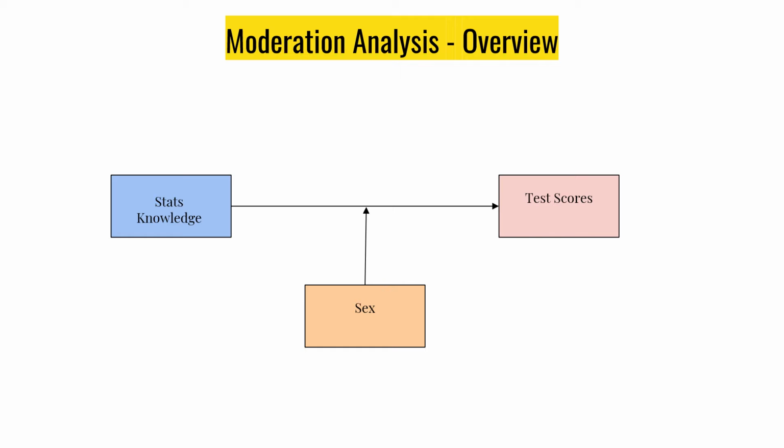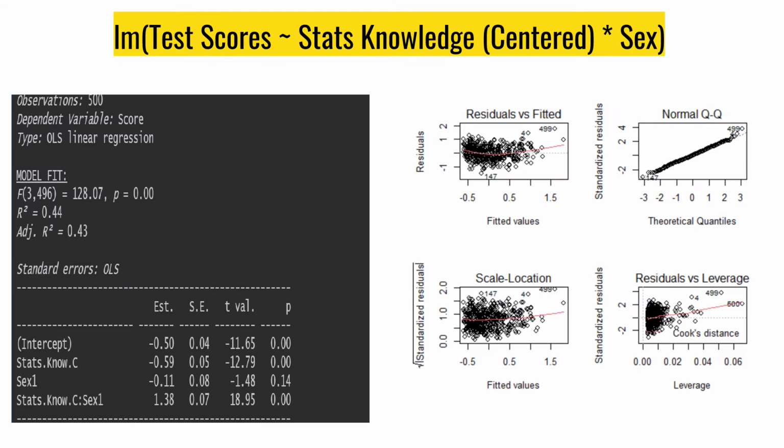Using the example of statistical knowledge of college students, I will demonstrate how a moderator, in this example sex, gives us insight into how a third variable, as defined by Cohen and Cohen, will have a significant impact between the statistical knowledge and test score values. Before running the analysis, a few things to note.